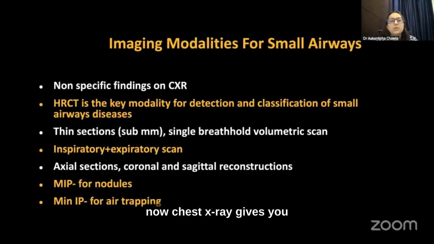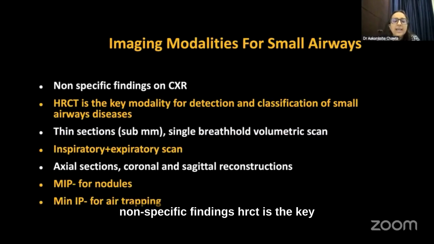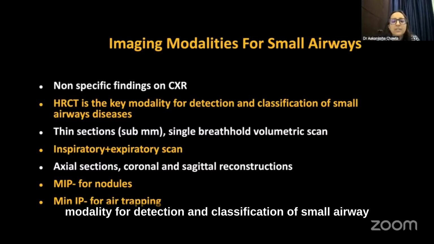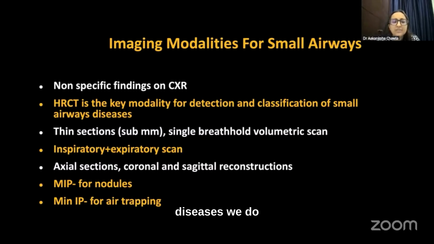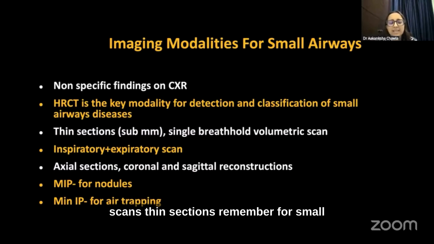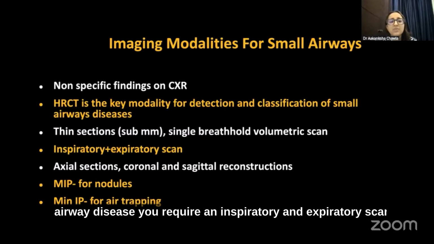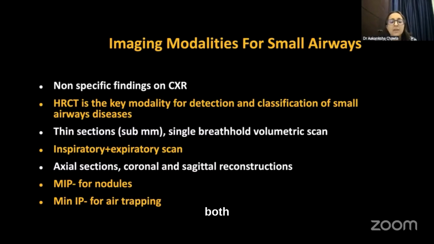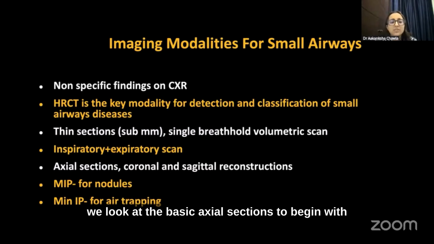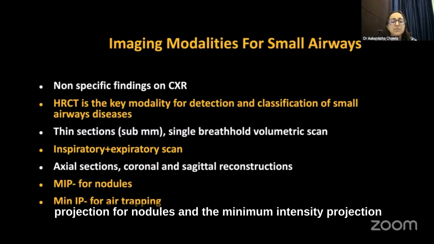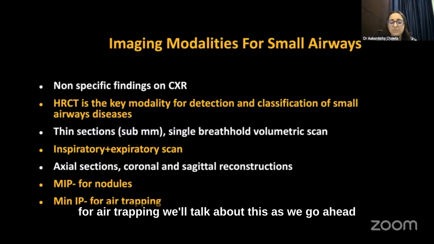Now, chest X-ray gives you non-specific findings. HRCT is the key modality for detection and classification of small airway diseases. We do single breath hold volumetric scans, thin sections. Remember, for small airway disease, you require both an inspiratory and an expiratory scan. We look at the basic axial sections to begin with, after looking at the coronal and sagittal reconstructions. We've talked about the maximum intensity projection for nodules and the minimum intensity projection for air trapping. We'll talk about this as we go ahead.